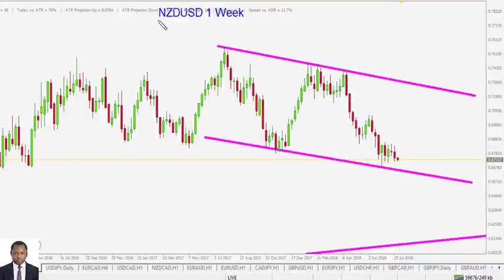There is a powerful news announcement coming for the New Zealand dollar. We'll be looking into the economic calendar. I am sure all of this space here might be utilized for that news announcement. If price reacts off that support area, we might be seeing a heavy bounce to the upside.